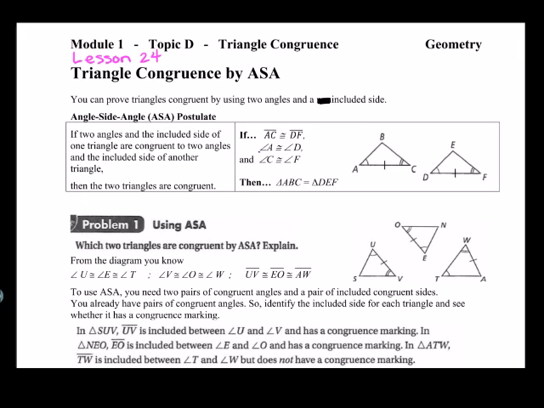Module 1, Lesson 24, Triangle Congruence by Angle, Side, Angle Postulate. In this lesson, we are going to prove that triangles are congruent using two angles and an included side.